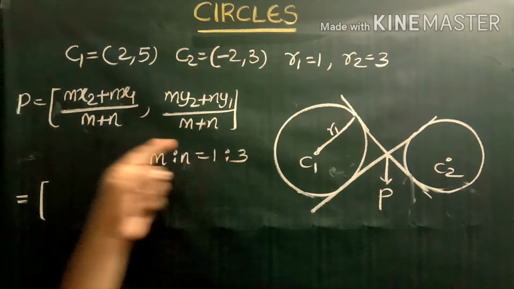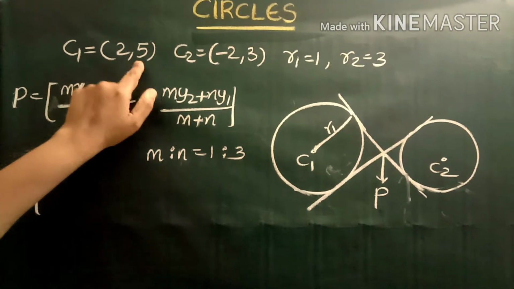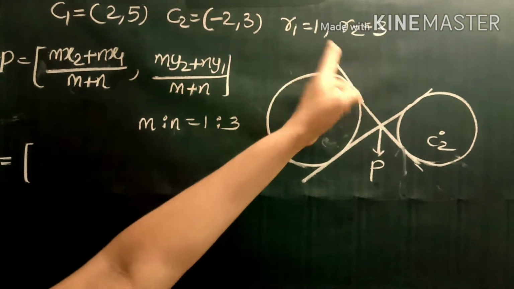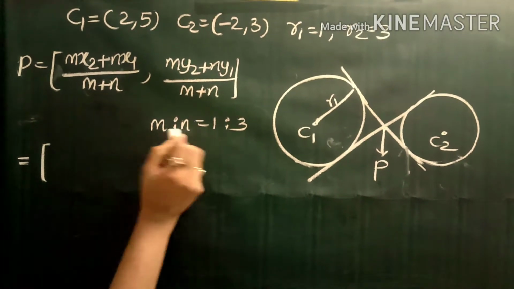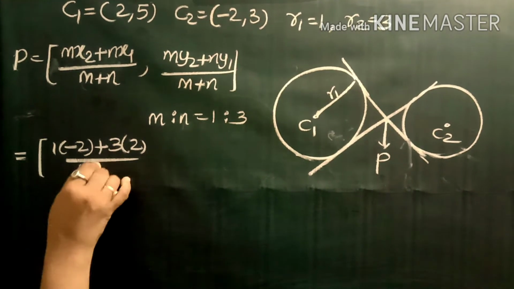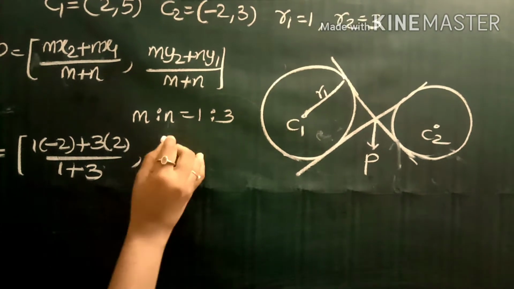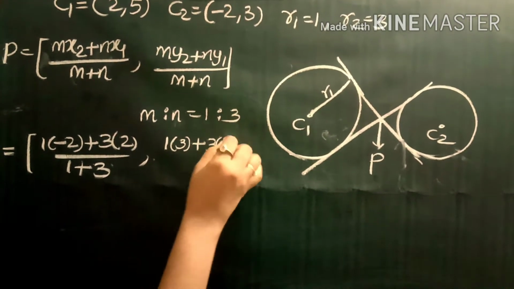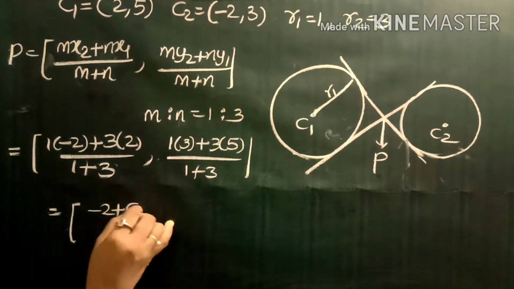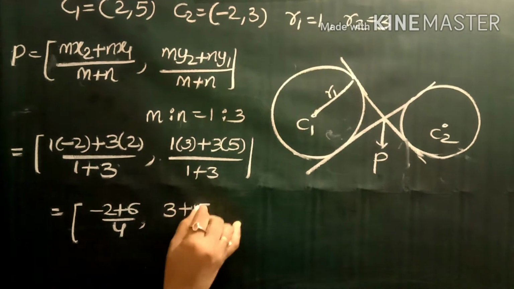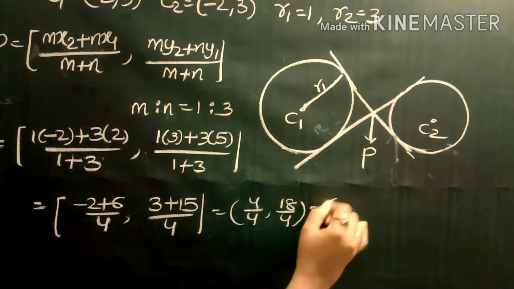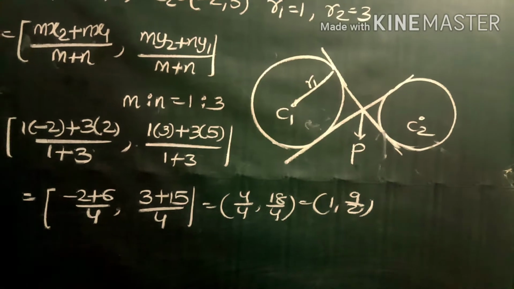The internal center of similitude by using this formula. In this formula we take (x1, y1) = (2, 5) and (x2, y2) = (−2, 3) and m:n = r1:r2, that is 1:3. Now replacing the values: (1×(−2) + 3×2)/(1 + 3), (1×3 + 3×5)/(1 + 3), which equals (−2 + 6)/4, (3 + 15)/4, which is 4/4, 18/4, and this is nothing but (1, 9/2). Now this is the internal center of similitude.